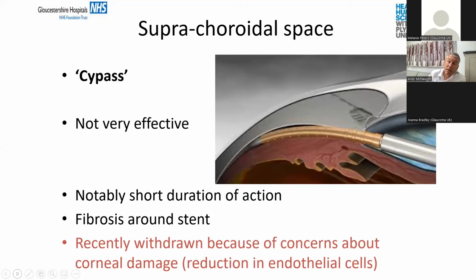Because again, all of these little plastic tubes, metal tubes that you put in the eye, they all carry a small risk of disturbing the cells on the back of the cornea in the long term. And this one seemed, even quite early, a year or two after implantation, to reduce the number of cells on the cornea and to present a threat in the long term. So it was withdrawn. So we never used it. That was abandoned. So the CyPass is no longer used. Next one, thanks.